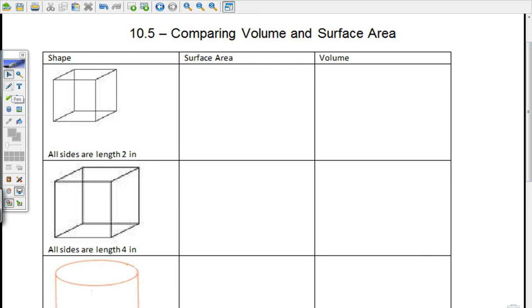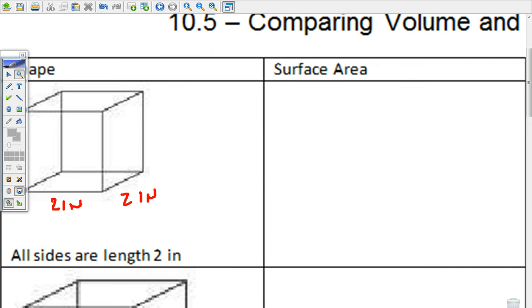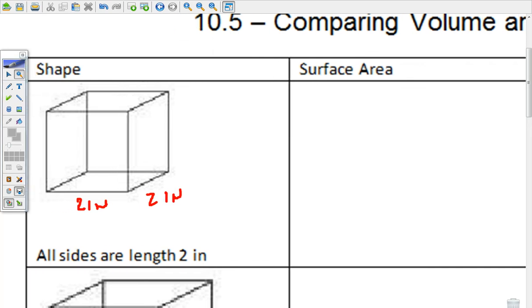So we'll talk about the surface area and volume of those. So here we go. We'll go ahead and draw a couple examples here and find the surface area. If this is a 2 by 2, this is 2 inches, 2 inches, let's just look at the surface area first. So looking at the surface area of a cube here, we want to find what's the surface area of this whole cube.